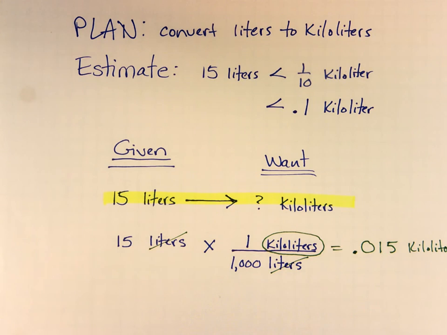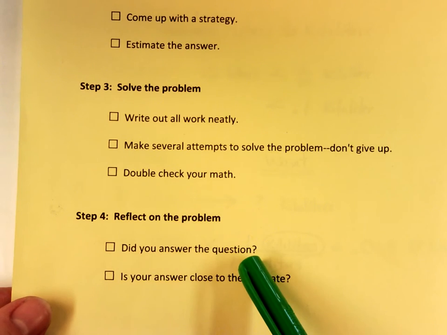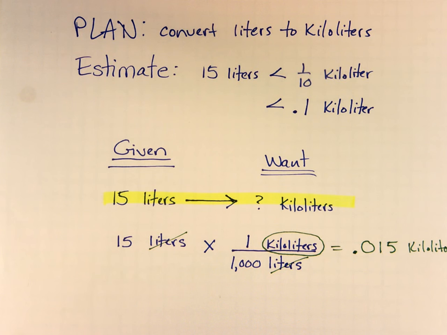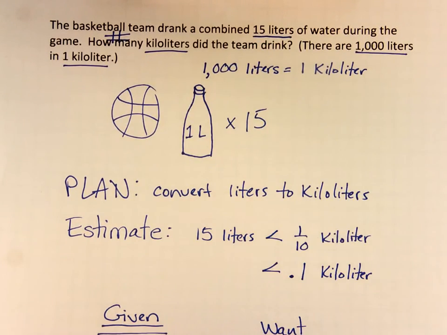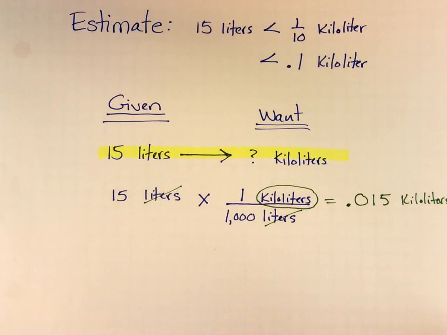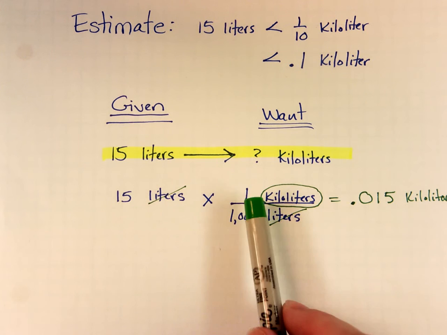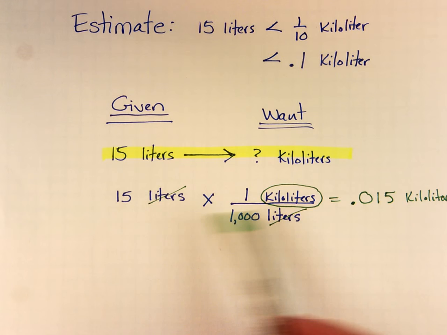Let's go back to our checklist. Let's reflect on the problem. Did we answer and even finish the problem? And is our answer close to the estimate? The question asked us, if the team drank 15 liters of water, how many kiloliters was that? And so I set it up. I said 15 liters is how many kiloliters? And I used the conversion of 1 kiloliter equals 1,000 liters.